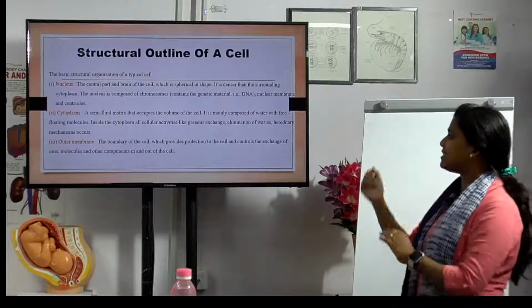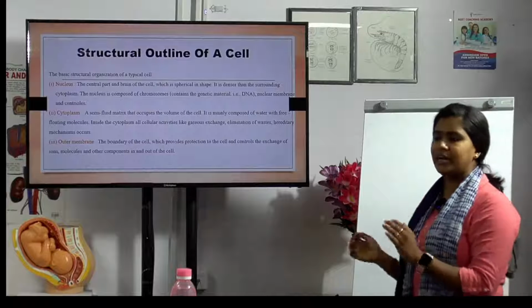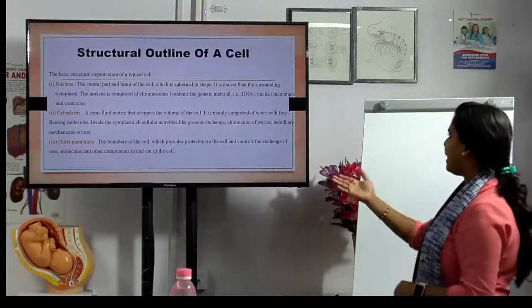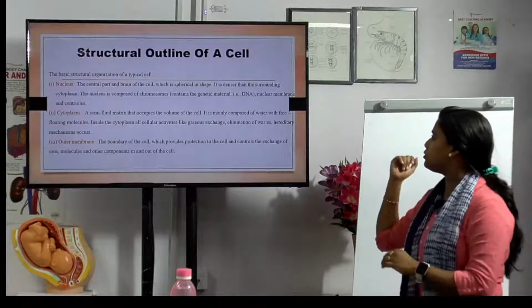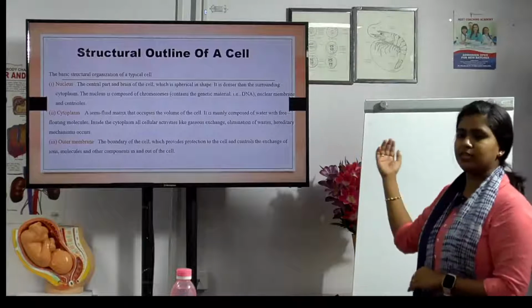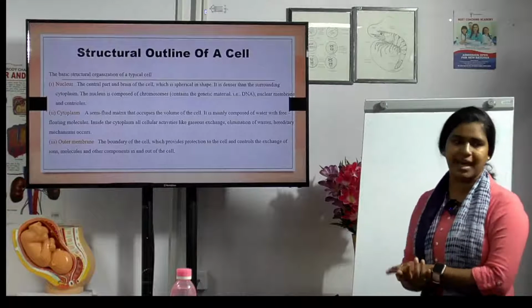And then another one, the cytoplasm. It is a semi-fluid matrix that occupies the volume of the cell. So the majority of the volume is occupied by it? Yes, cytoplasm, and it is mainly composed of water with free floating molecules, in which all the gaseous exchange, elimination of waste and hereditary mechanisms, etc. take place.